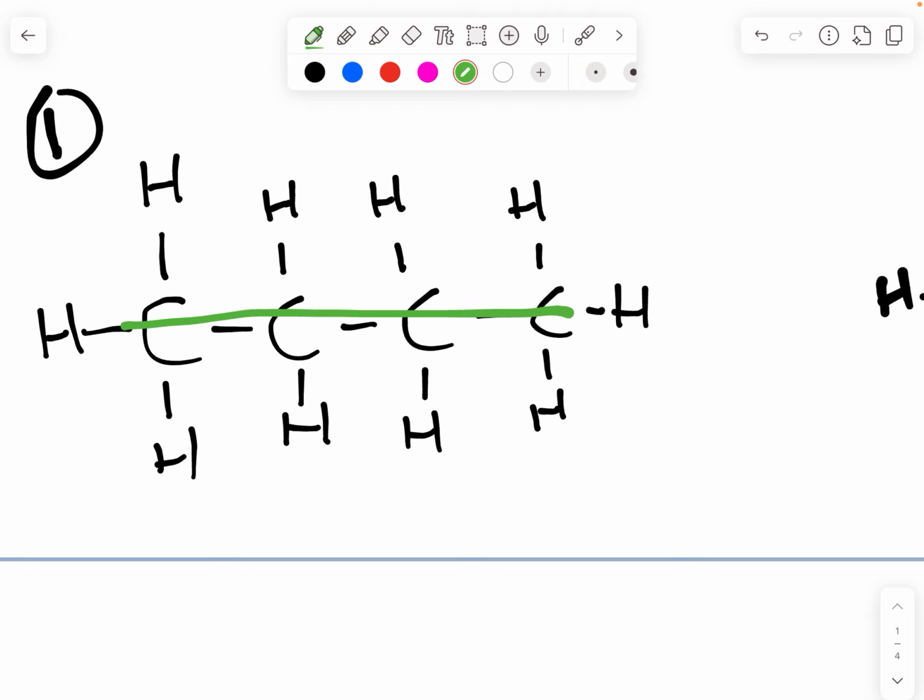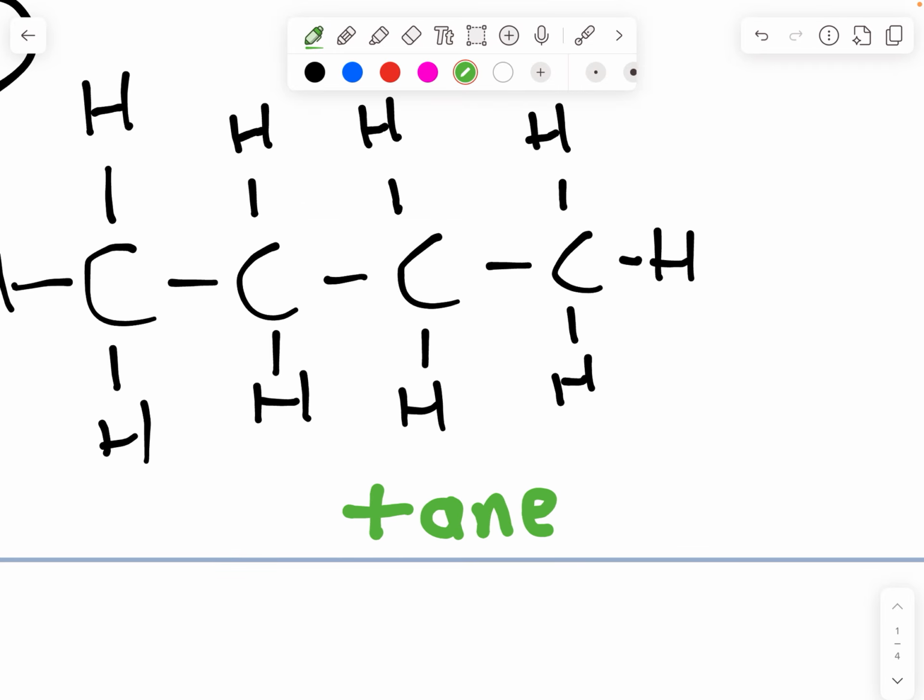Remember that the suffix is the functional group. In this case, we only have C single bond C, and so that would be an alkane. So the ending is going to be ANE. I hope we're following. I'm going to put a plus sign here. Now we're at the prefix. So let me put suffix here, and prefix here. Now we're going to name the prefix.